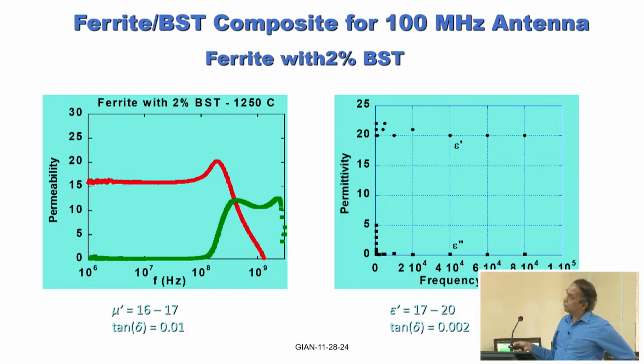Mu prime is close to 15 and epsilon prime is close to 20, and mu double prime is very small at 10 power 8, and so does epsilon double prime. So, it has low losses, both magnetic and dielectric loss, and the mu prime and mu double prime are pretty much in the same range. If you want impedance matching to free space, you can get it.